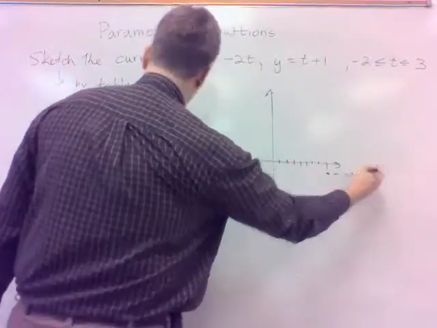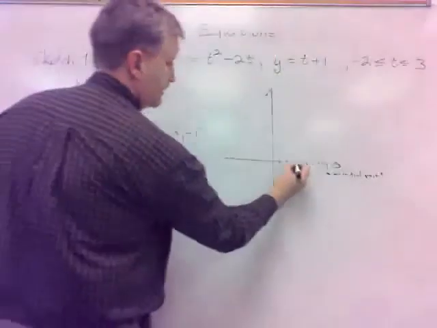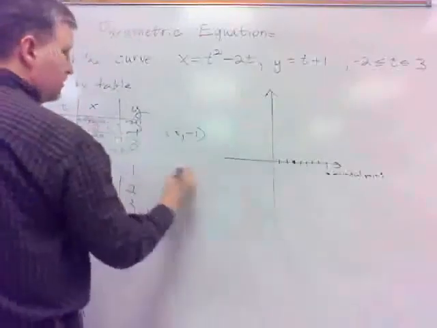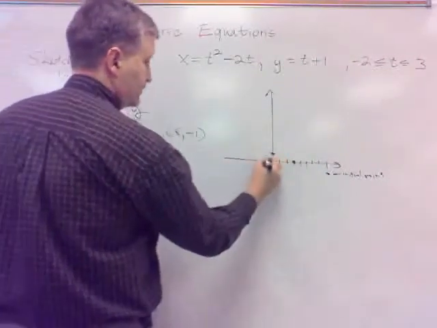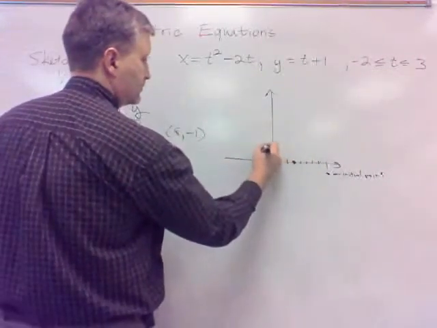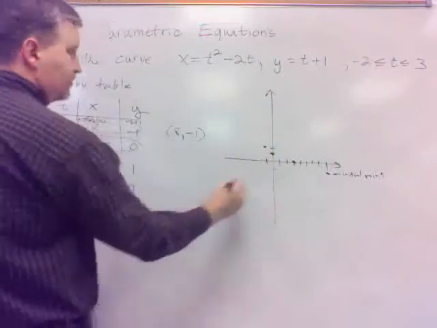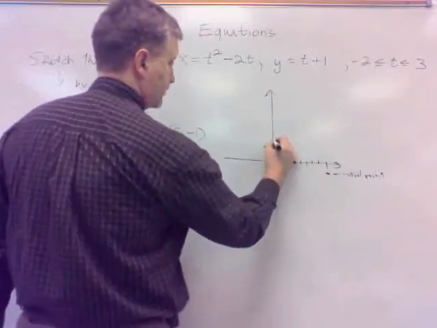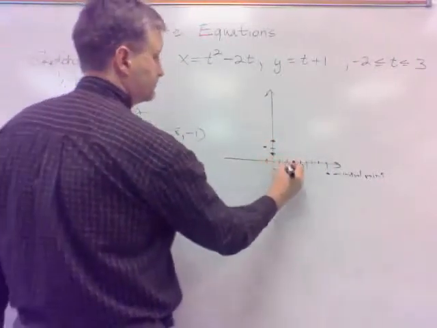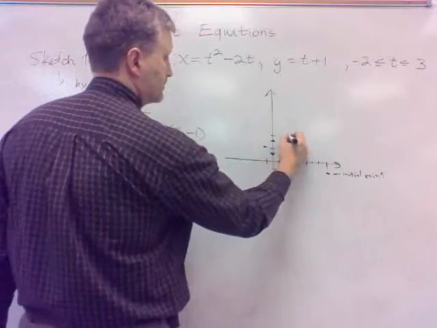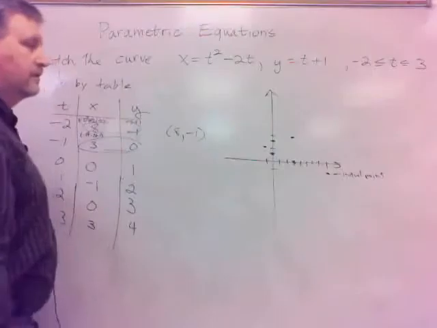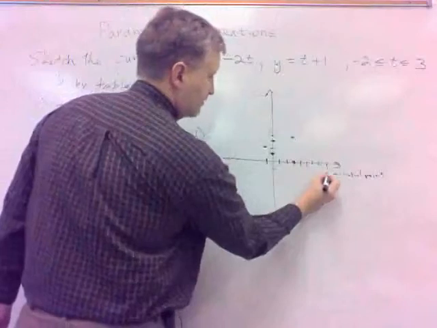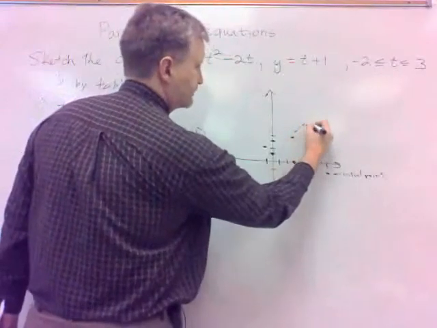All right, then we go to 3, 0, 3, 0. Then we go to 0, 1, 0, 1. -1 and 2. And 0, 3. And 3, 4. So we got this initial point, and this is our terminal point.